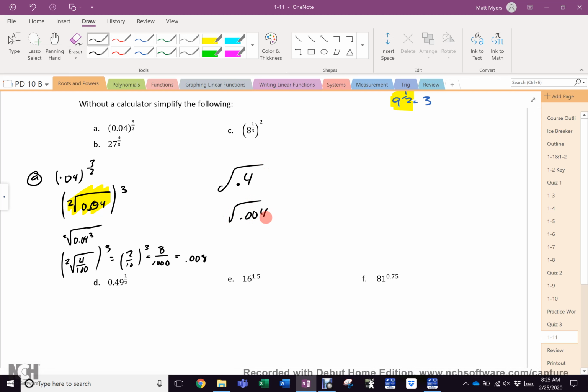Doesn't have a square root. That's 4/1000s, right? That's why I show the fractions. All right, so let's look at the next one, which I'll do in red.